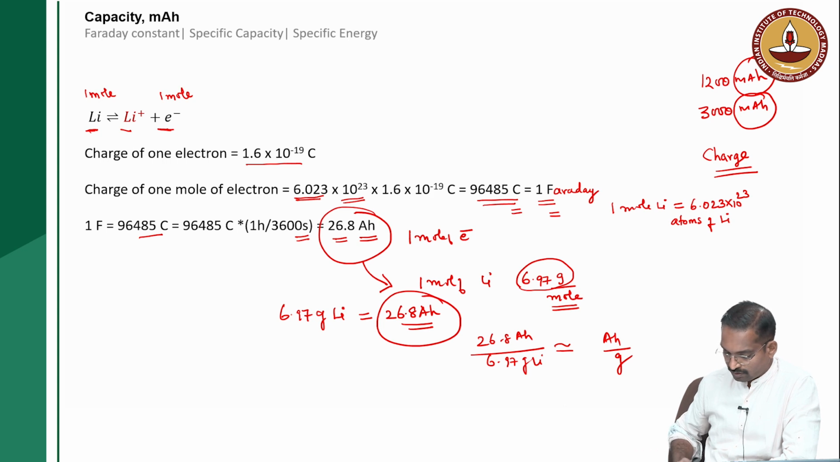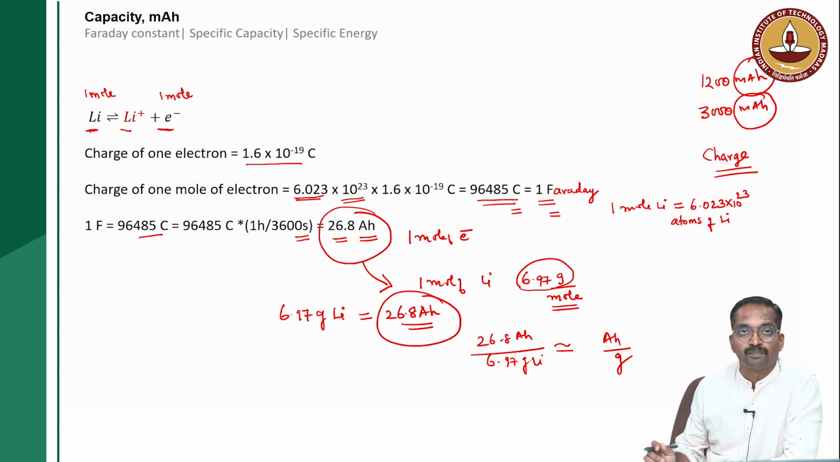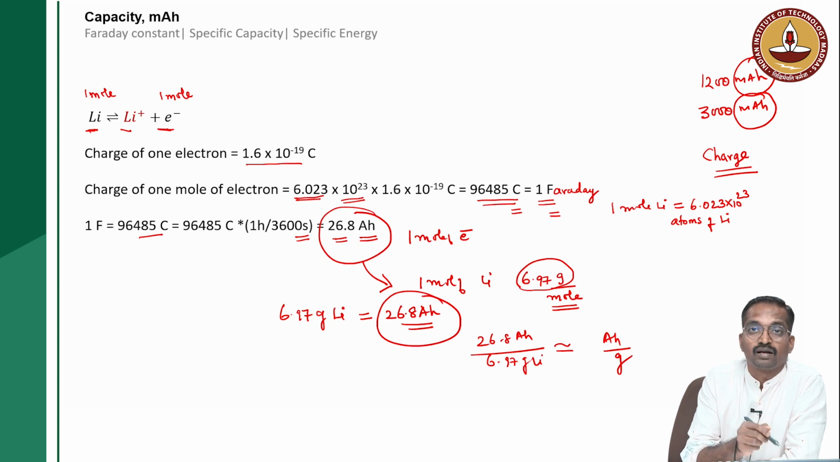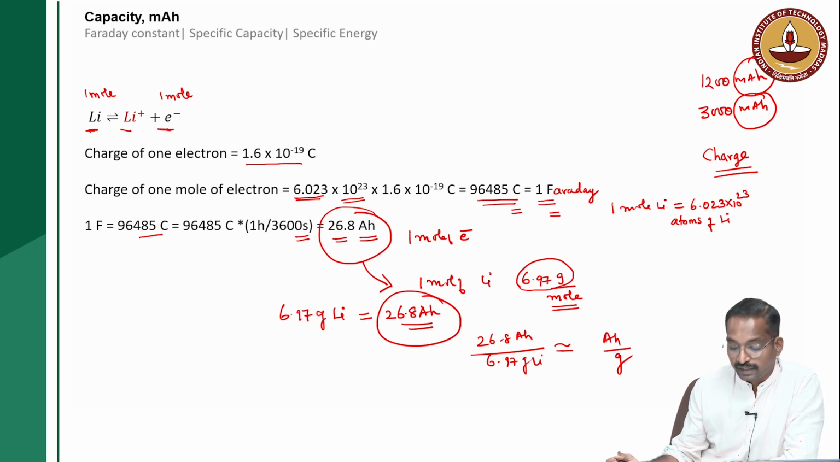Right. So, now we have learnt what a primary battery and a secondary battery are. What is the capacity in the battery? The capacity in the battery is proportional to the amount of active material present in the battery. In this case, I have taken lithium as the active material. If I have 1 mole of lithium, or 6.97 grams of lithium, it corresponds to a capacity of 26.8 ampere hour.